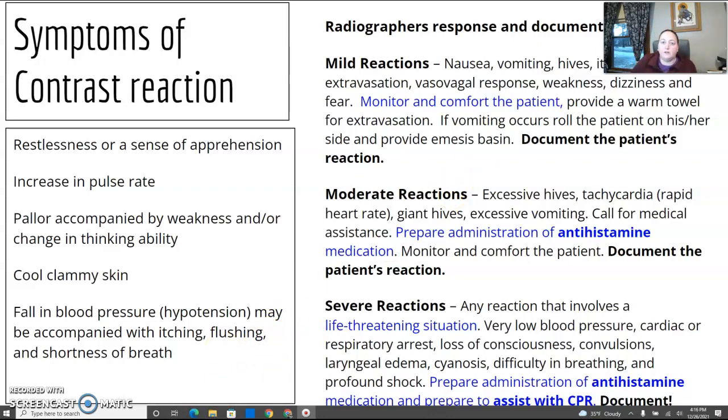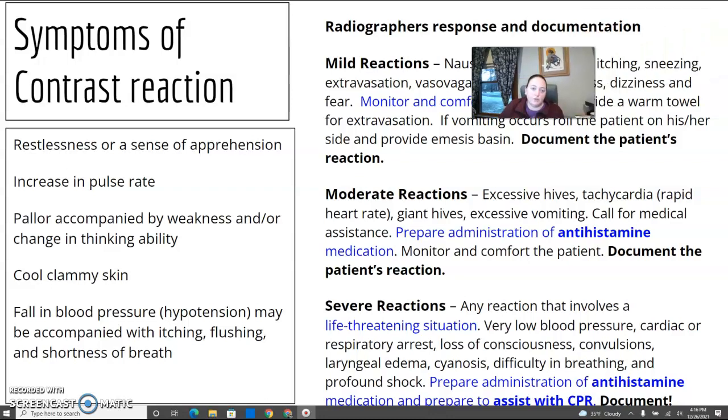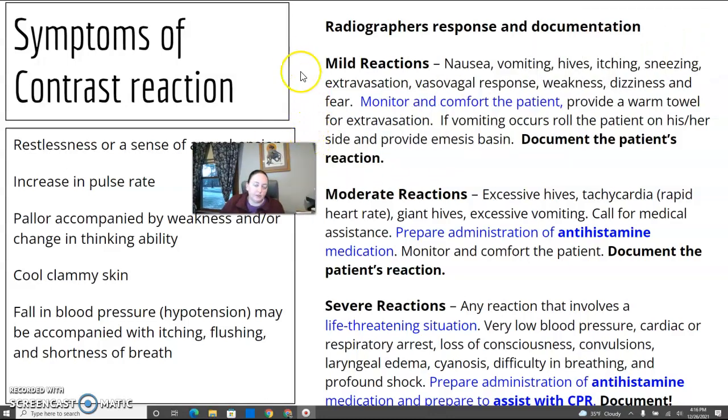As a radiographer, you're required to respond appropriately and document appropriately. So mild reactions could just be nausea, vomiting, hives, something like that. You'll monitor and comfort the patient. If vomiting occurs, you're going to roll the patient to their side and make sure that they're able to vomit into a basin if possible. Again, document the patient's reaction.